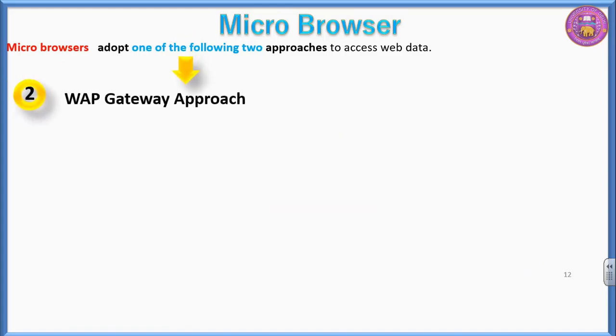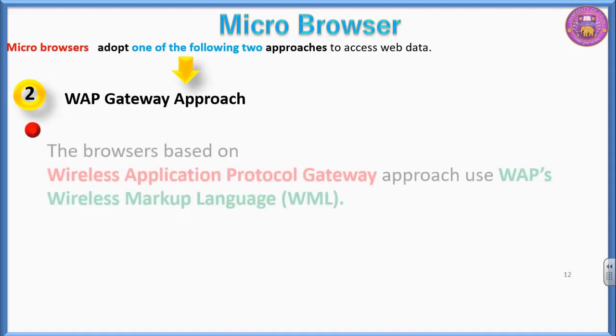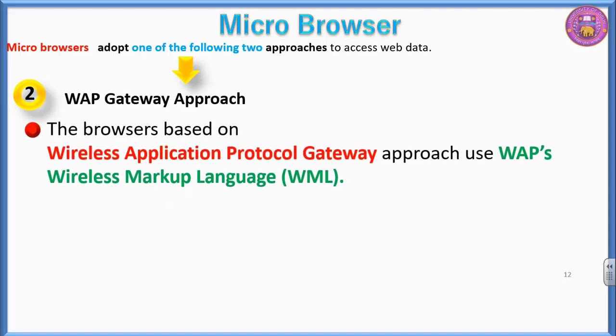The second approach is WAP Gateway approach. WAP, Wireless Application Protocol Gateway approach. In this case, the browser based on Wireless Application Protocol Gateway approach uses WAP's wireless markup language. It means the cell phone understands wireless markup language. It does not understand HTML language.